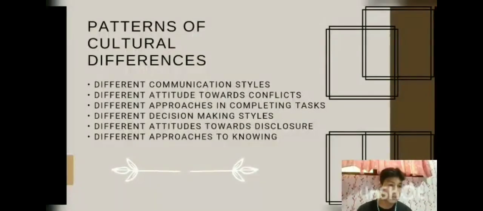And people will have a different decision making based on their culture. Attitudes toward disclosure. People will have a different attitude towards disclosure because of their culture. Approaches to knowing. Some people have a problem approaching someone to get to know them, or things that they need to know, because of their culture or their everyday doing in their life.